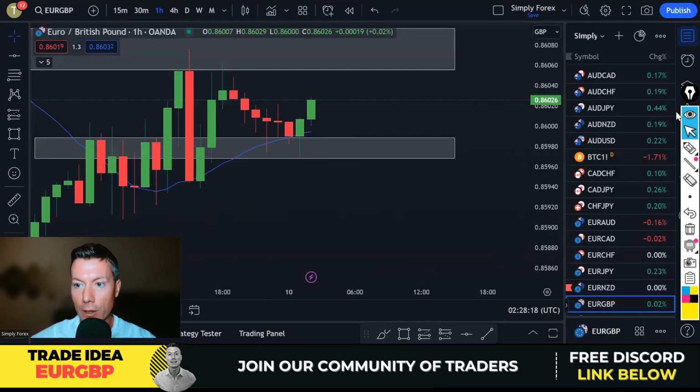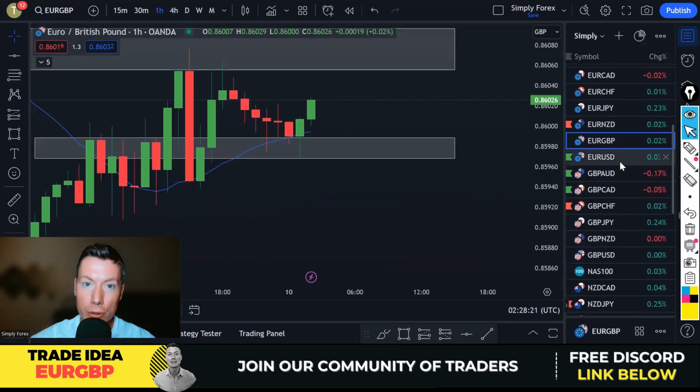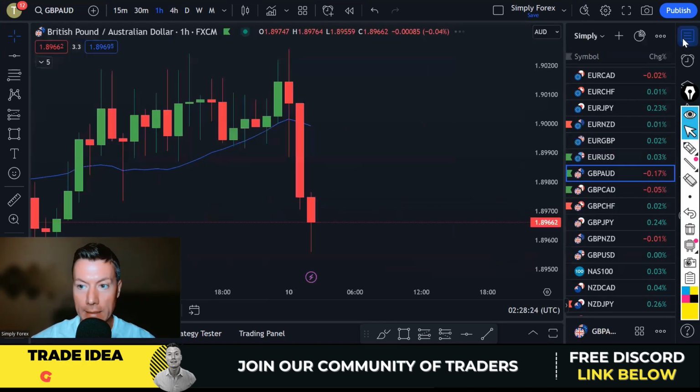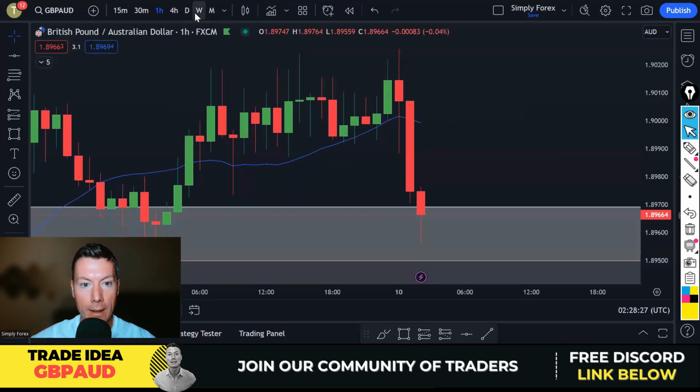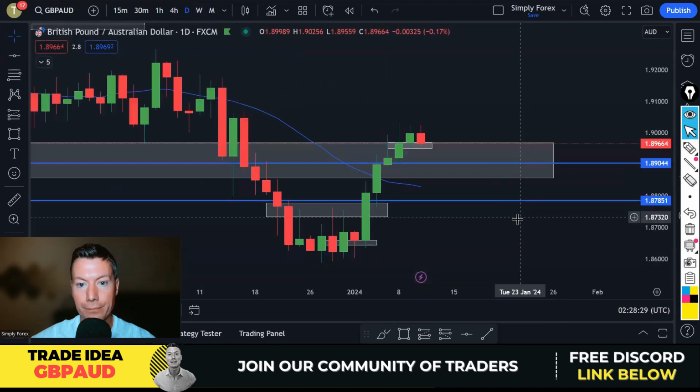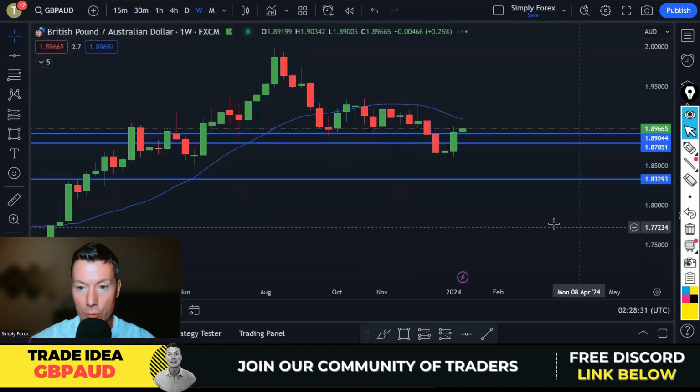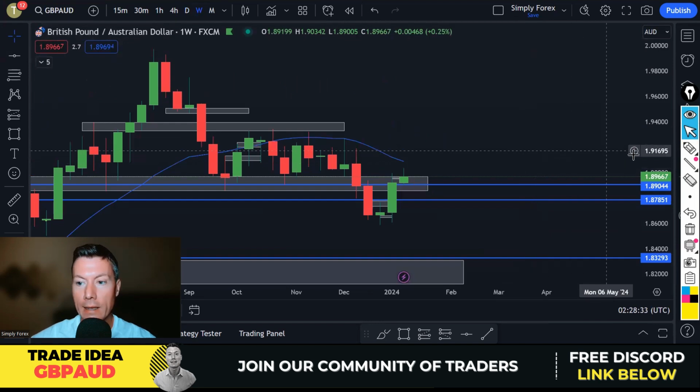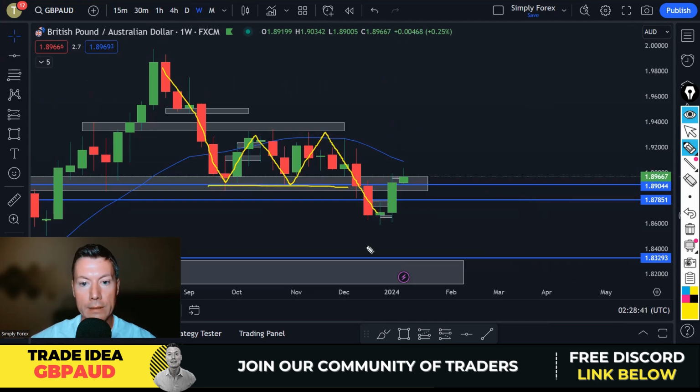And the final one, guys, is Pound Aussie Dollar. Pound Aussie Dollar and Pound New Zealand Dollar are at interesting levels, but I like Pound Aussie Dollar. Again, if we look at the weekly chart, it's the weekly level that I like, because price has come breaking down in a bit of a range, and then it broke this level.